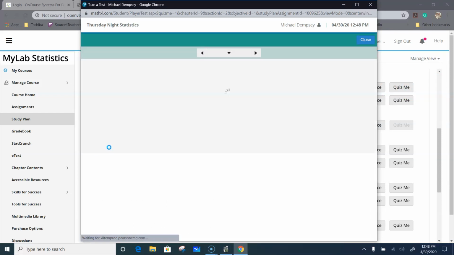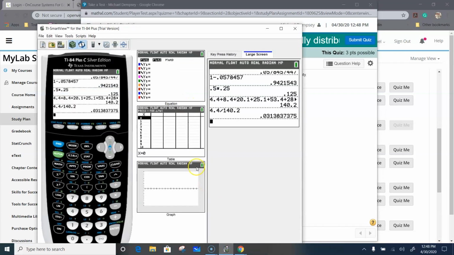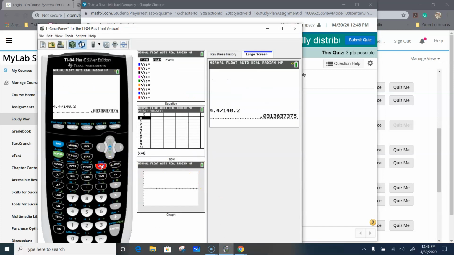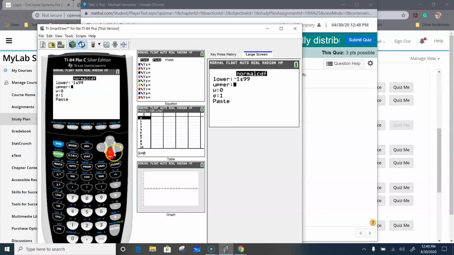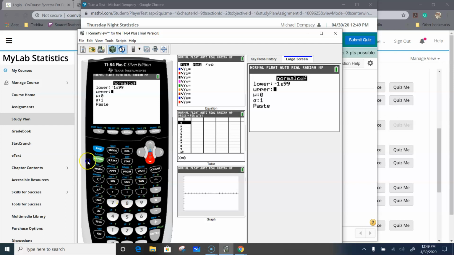So the normal distribution leads us into calculations that hopefully we can do pretty easily with our calculator. Here we have a mean of 80 and a standard deviation of 5. This is less than 77, so we want to use normal CDF on our calculator. Second vars, we go to normal CDF. Our lower limit can be negative infinity or 0 or just negative 1,000. Then our upper limit is going to be 77. The mean is 80, and standard deviation is 5.